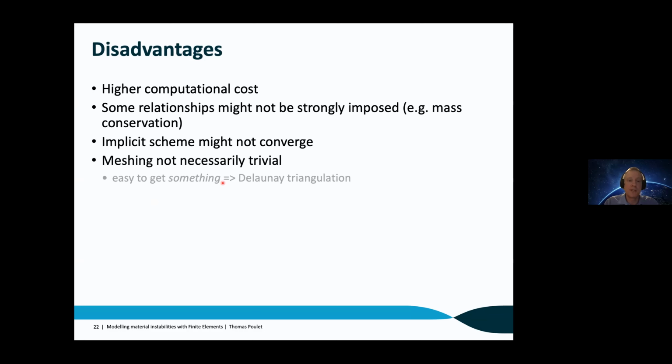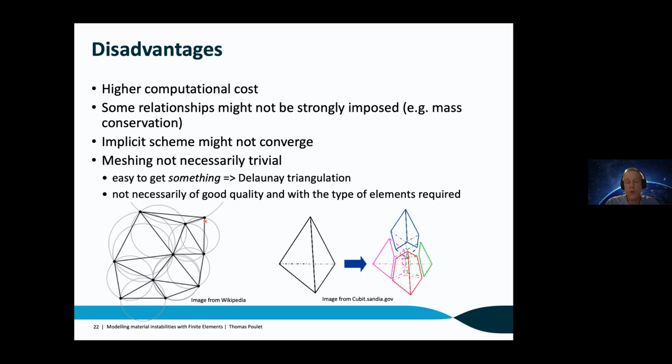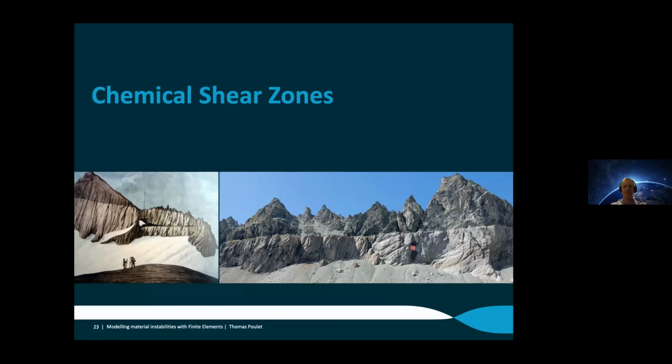So the meshing is not necessarily trivial. It's easy to get something, right? You can always get a mesh, for example, using Delaunay triangulation. The problem is that it's not necessarily of good quality. I talked about the fact that we want elements that are close to regular, equilateral triangles. This one is particularly flat, for instance. I also talked about the importance of the choice of the elements, and that does include their geometry. If you have tetrahedra in 3D, you can always break them into 4 hexahedra, but then you quadruple the number of elements, plus those elements are not particularly close to a cube. So everything comes at a price. You have to make compromises.